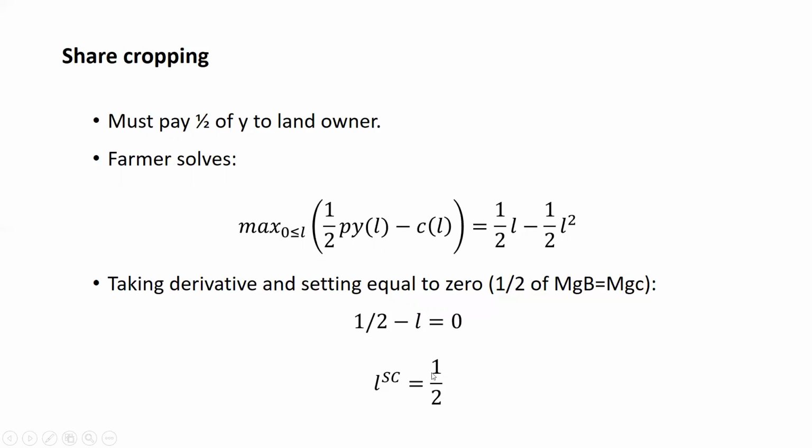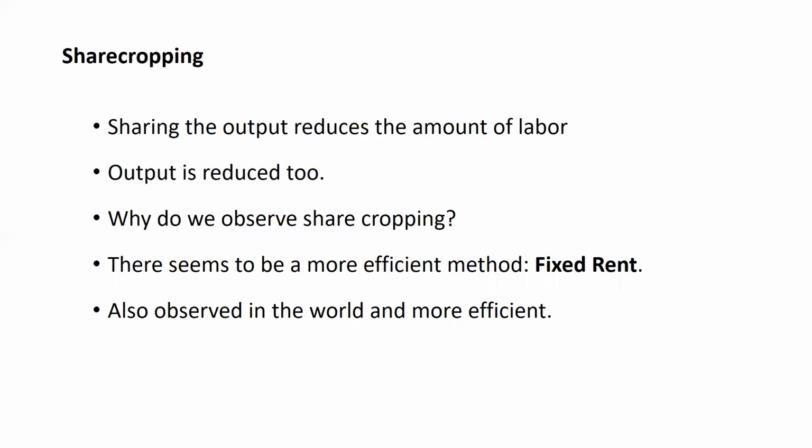And so now you're going to choose to work half as much under sharecropping as you would if you were the owner. And you can see it's also going to mean that output is going to be half as much as it would have been if you were the owner of the farm. And this is a huge inefficiency. And so sharecropping reduces the output and reduces the amount of labor. Why do we observe this?